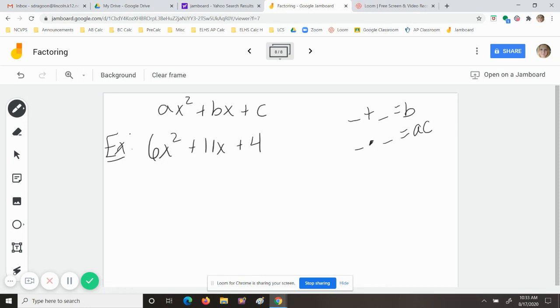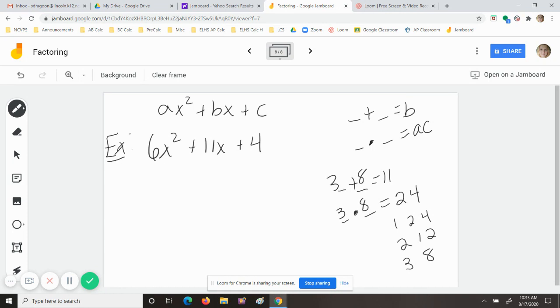Here's the process. Again, we needed two numbers to add together to equal the middle number. In this case, that's 11. And then the same two numbers need to multiply together to equal a times c, which is 6 times 4, 24. So let's start thinking through our factors. 1 and 24, not going to work. 2 and 12, not going to work. 3 and 8, now we've got it. 3 plus 8 is 11. 3 times 8 is 24.